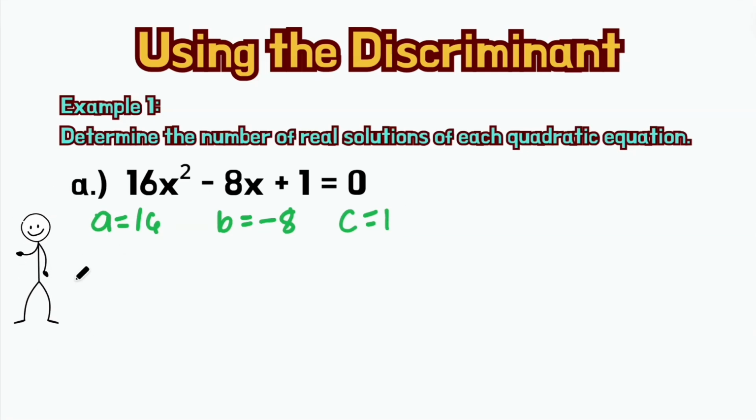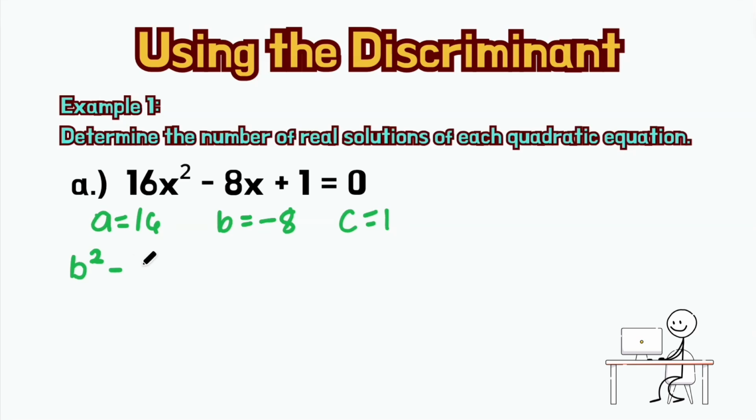And we get to use the discriminant formula. So we have b squared minus 4ac. So, ito yung nasa quadratic formula natin, right? So, we have to use this one, plugging in the coefficients.